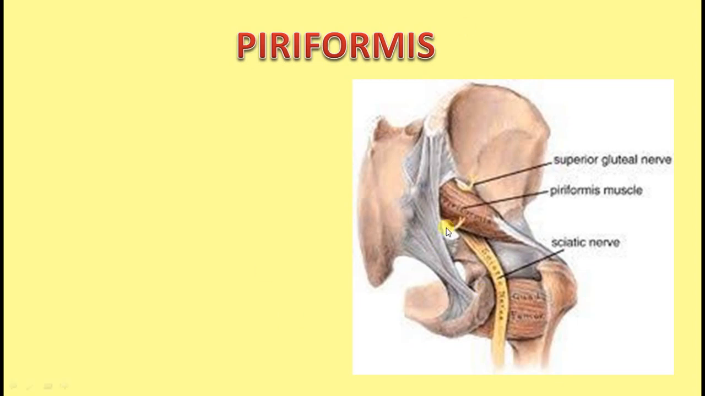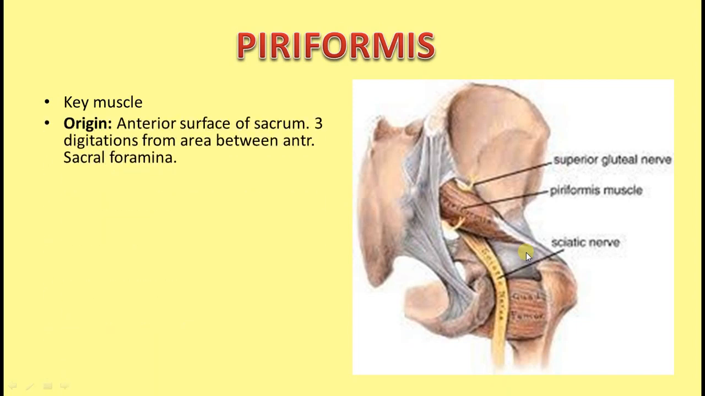The next muscle we are seeing here is the piriformis muscle, a very key muscle of the gluteal region. Why is it called a key muscle? Because it divides the structures of the gluteal region into above and below. It serves as the plane of cleavage.